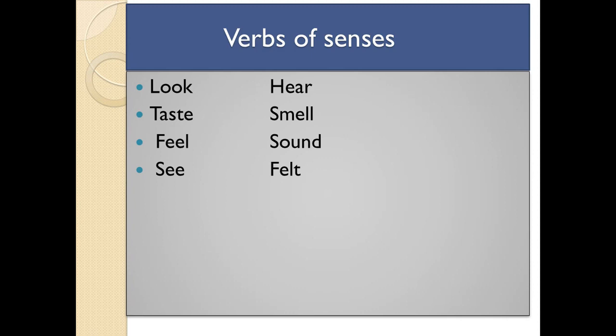See, I am seeing you. No, you cannot say like this. You have to say I see you. I see a dog. I see a cat. Hear, smell. All the verbs here are verbs of sense, and you cannot use them in present continuous.